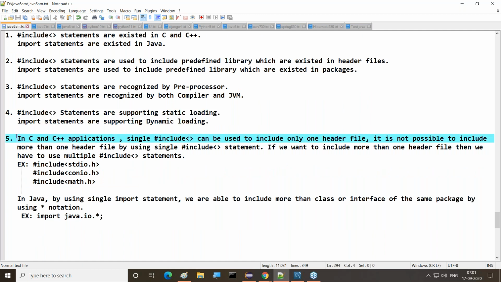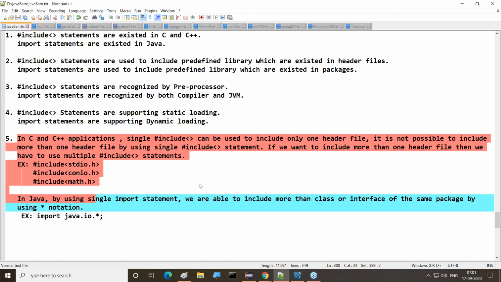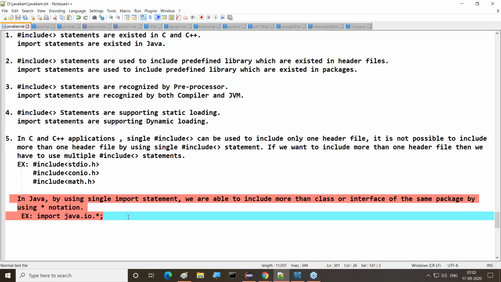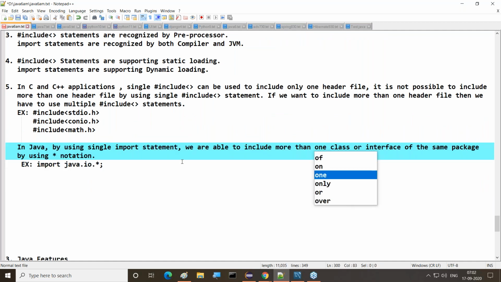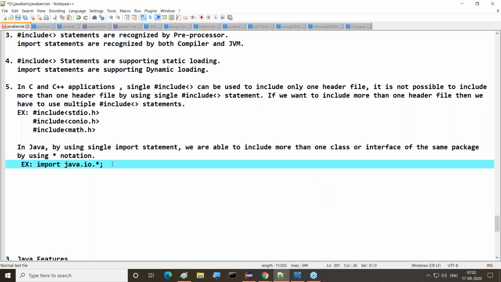In C and C++ applications, a single hash include statement can be used to include only one header file. It is not possible to include more than one header file by using a single hash include statement. If you want to include more than one, then we have to use multiple hash include statements. Examples are given. In Java, by using a single import statement, we are able to include more than one class or interface of the same package by using star notation. If the classes and interfaces are in different packages, then definitely we have to use multiple import statements. That is the story here we can understand.